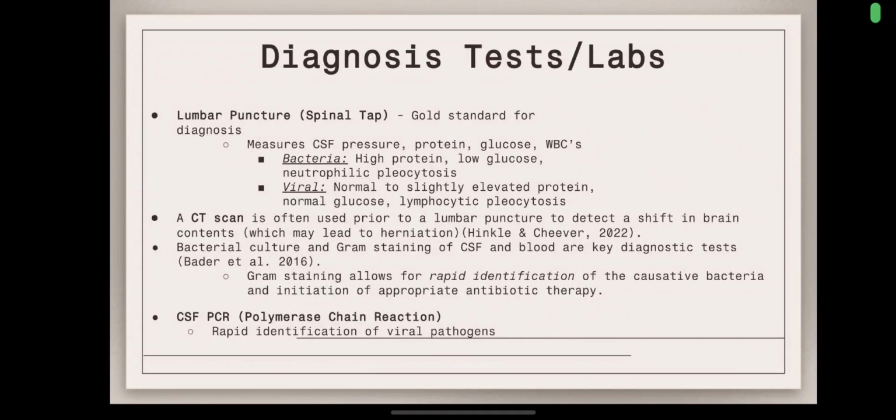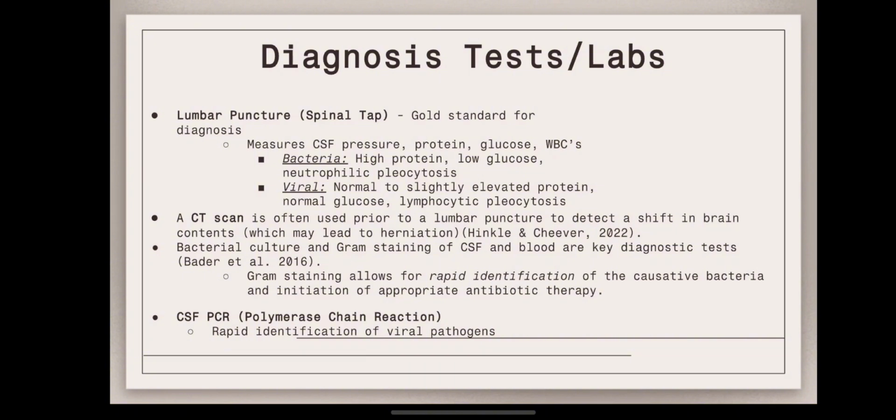Alright, so how is meningitis diagnosed, and what labs and tests are done when meningitis is suspected? So, as many of you may know, the lumbar puncture is the gold standard for meningitis diagnosis. The lumbar puncture extracts a bit of cerebral spinal fluid, and it can be used to measure cerebral spinal fluid pressure, along with other contents in the cerebral spinal fluid, such as protein, glucose, and white blood cells.